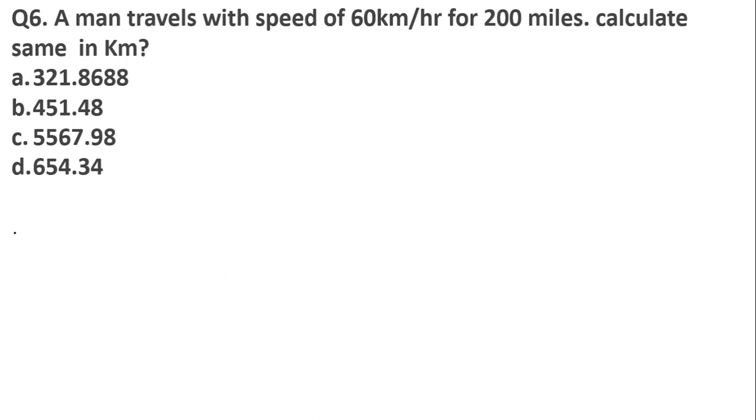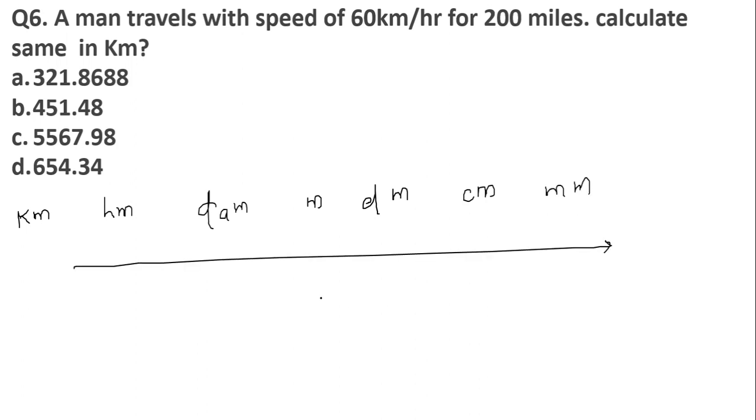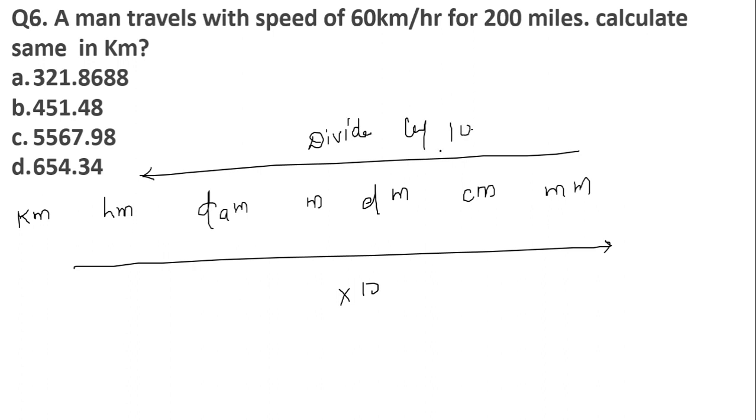So in the chart we have discussed that whenever we are converting kilometer into hecto, hecto to dam, dam to meter, meter to decimeter, decimeter to centimeter, and centimeter to millimeter, at that time we are going to multiply each step by 10, and whenever we are moving in the opposite direction, we are going to divide it by 10. So these are the two things that you have to remember over here.